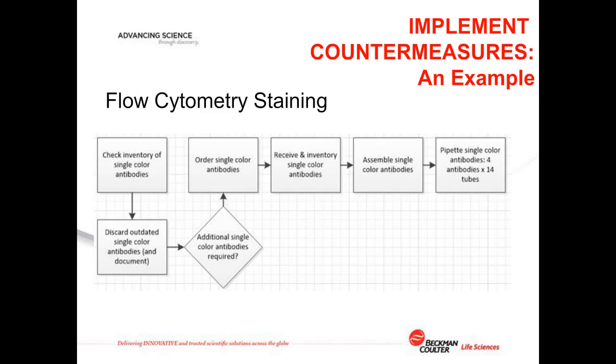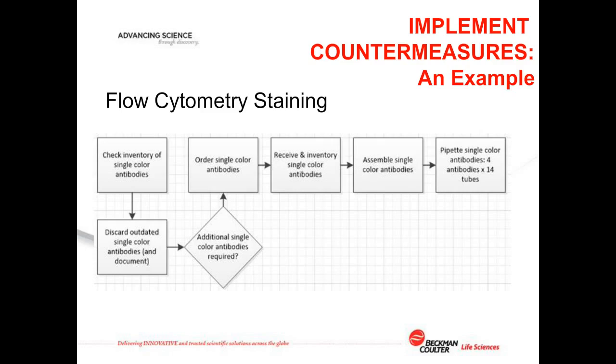When it's actually time to do your testing, we move over to the right side of this diagram, and you essentially have to assemble your single-color antibodies. Historically, many labs did this, and many labs still do. You would actually pipette single-color antibodies. This particular lab is doing 4 antibodies per tube because they're doing 4-color flow cytometry, and to do their particular panel, they require 14 tubes. This actually reflects exactly what I was doing in my laboratory when I was doing 4-color flow cytometry. My typical panel was 14 tubes. There was a lot of redundancy, and it was 4 antibodies per tube.